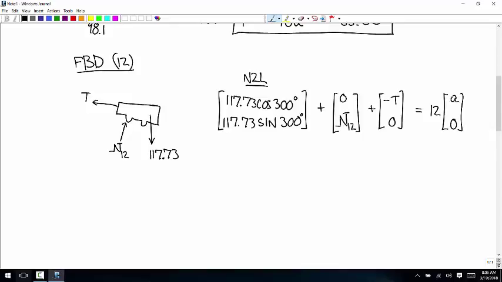Well, actually, in their own coordinate systems, they're the same. If you did them in the same coordinate system, they'd be different. And then the x equation for this says negative T minus 12A is equal to, what's 117.73 times cosine of 300?